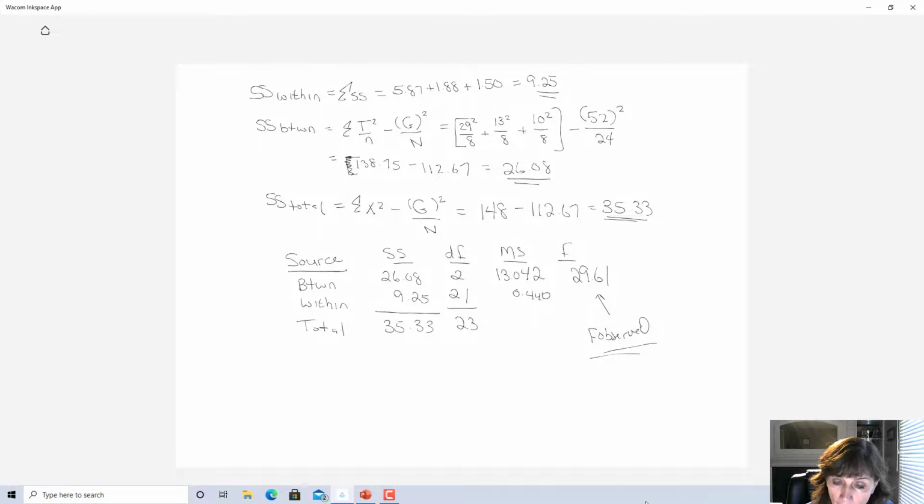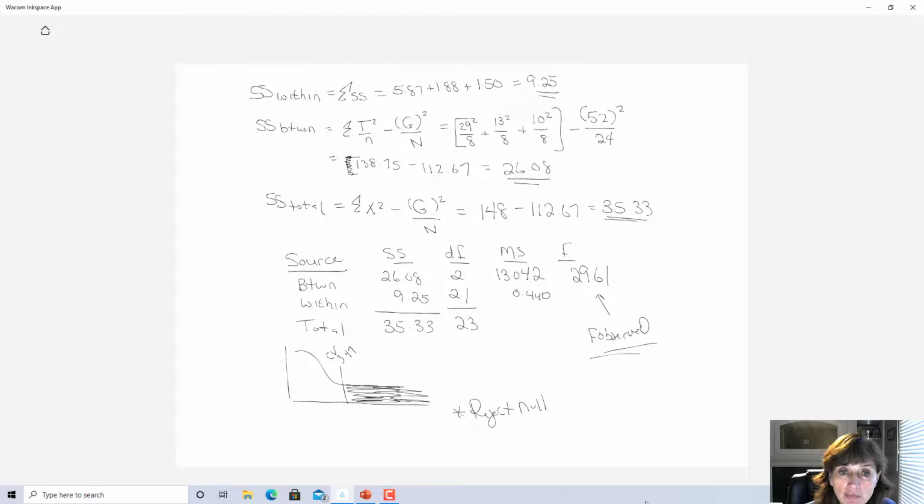And if you recall, when we looked up our critical value, now the F distribution looks a little different. It looks maybe something like this. So our critical value here was 3.47. Anything in this shaded area is where we would reject our null hypothesis. Okay, so my F is way out here, so that means I can reject my null. Because my F of 29.61 is bigger than my critical value of 3.47, that means I can reject my null hypothesis.